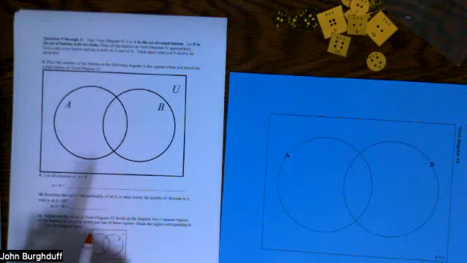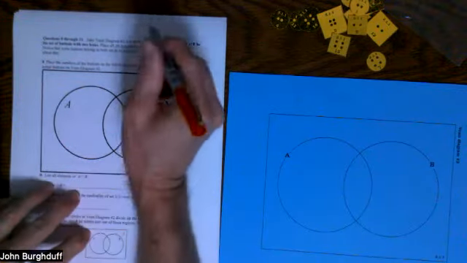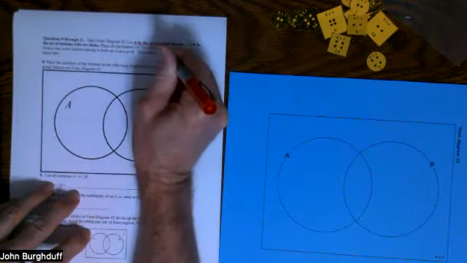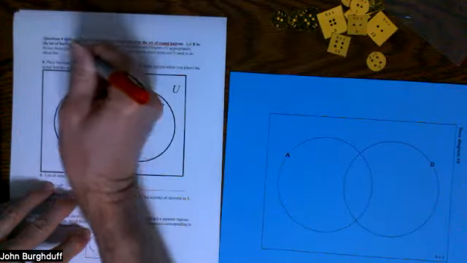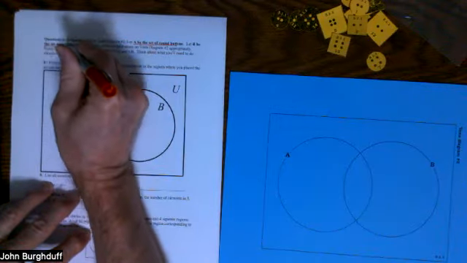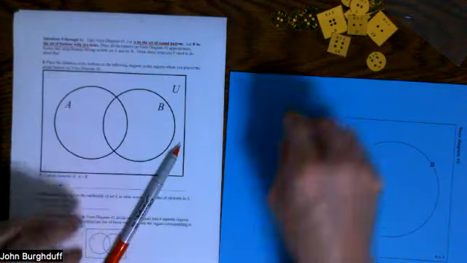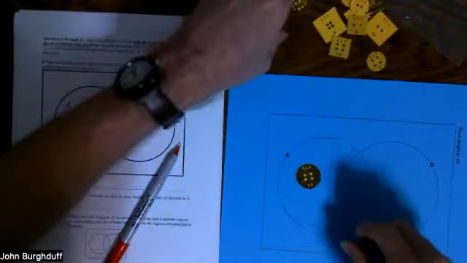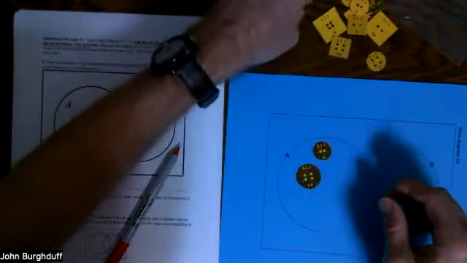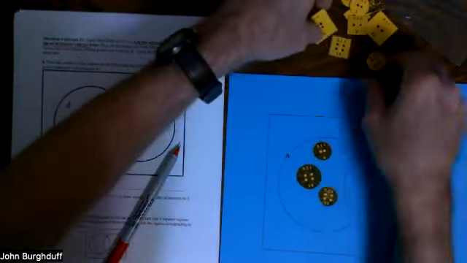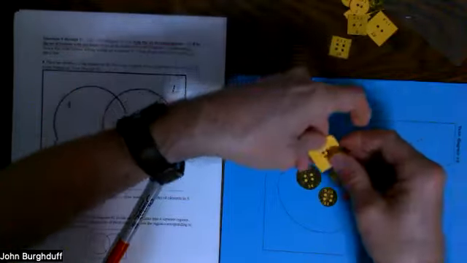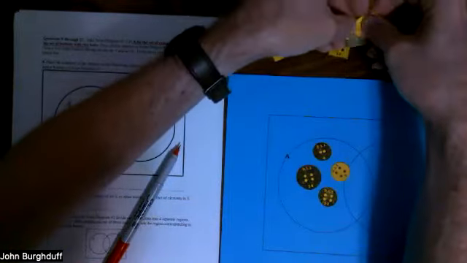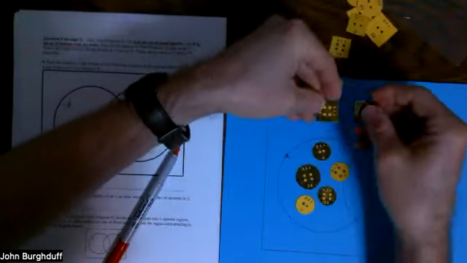And in this case, let's put some buttons on in a special way. Let A be the round buttons and B be the set of buttons with 2 holes. So if they're round, they go over here in A. Let's just get them going here. Taking all these nice round ones, and here they go. Got them in A.